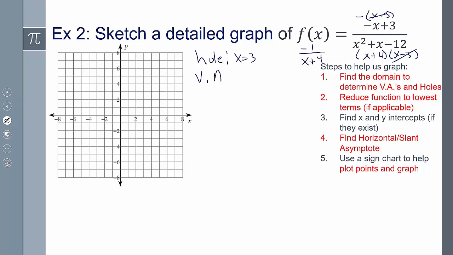I have a vertical asymptote. Set that equal to 0 at x equals negative 4. And then the bottom degree is bigger, so my horizontal asymptote is y equals 0. So let's plot those. So vertical asymptote at negative 4, and then a horizontal asymptote at 0.